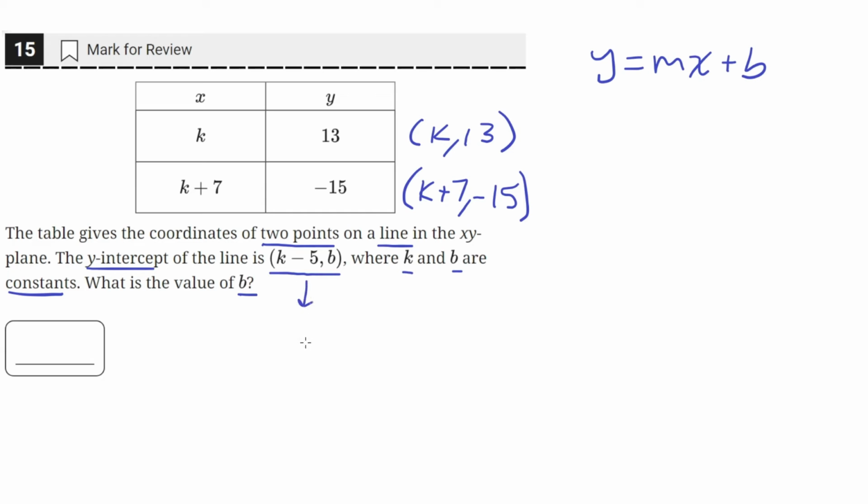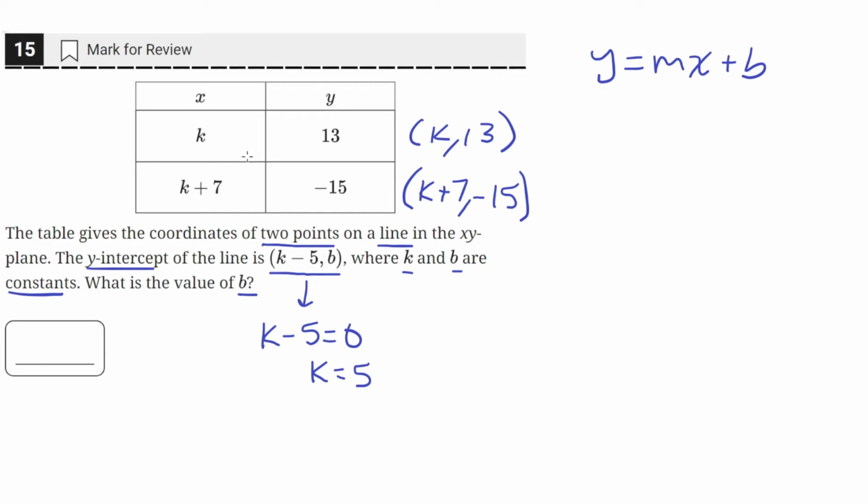So since the y-intercept is at (k minus 5, b), and we know that at the y-intercept the value of x, the x coordinate, is always 0, k minus 5 has to equal 0, which means that k equals 5.